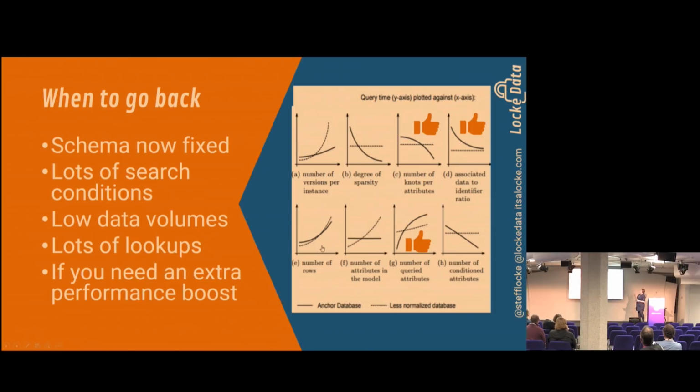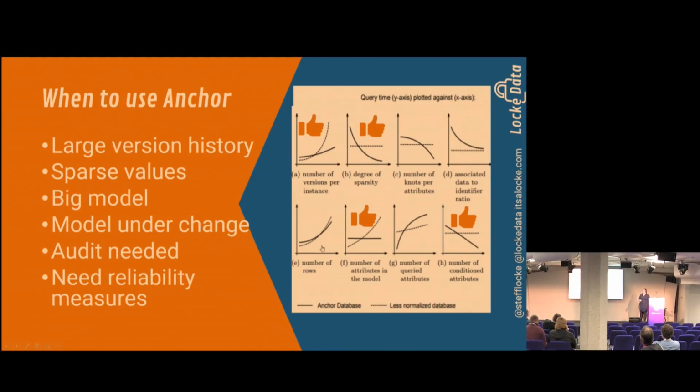So if you need that extra millisecond, and you can't turn on the partitioning or use a column store database, then you might want to revert to third normal form. But these are the criteria where I would suggest you give anchor modeling a go.